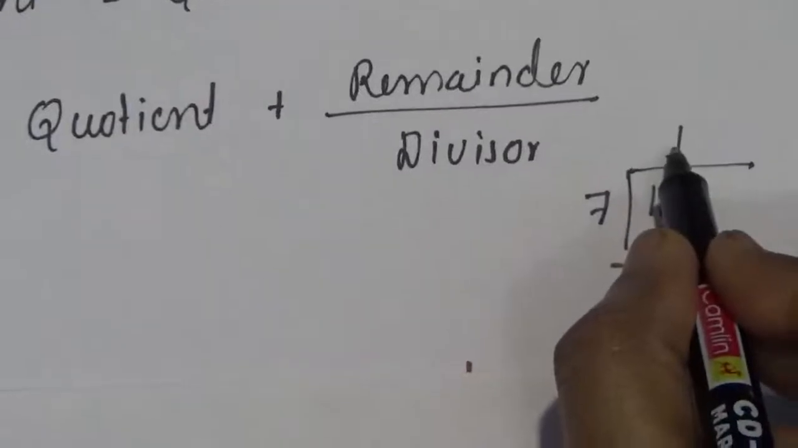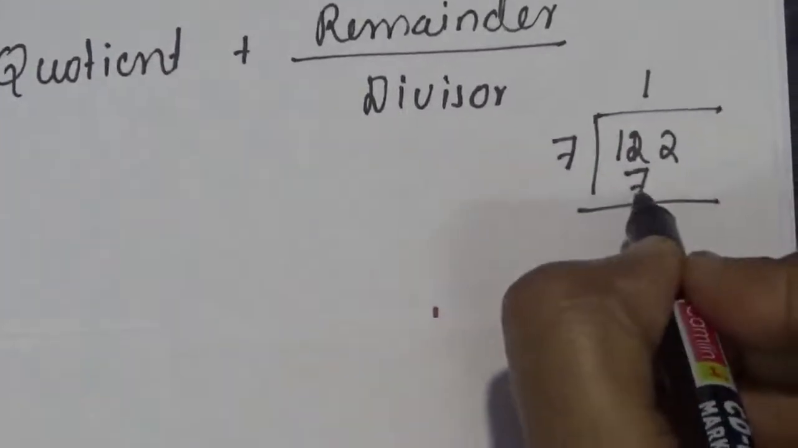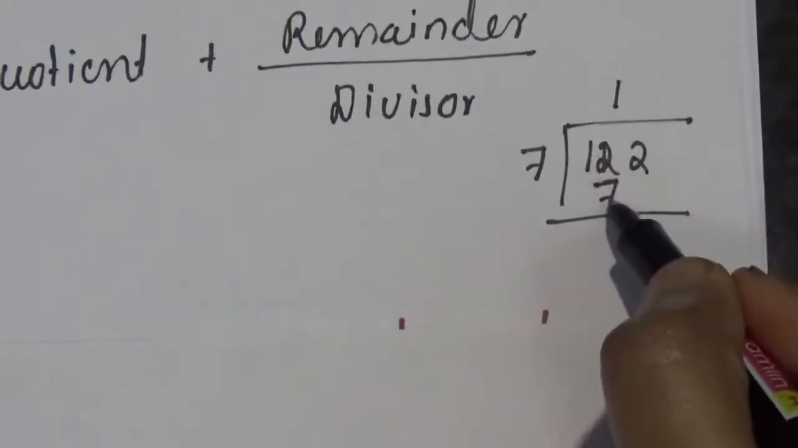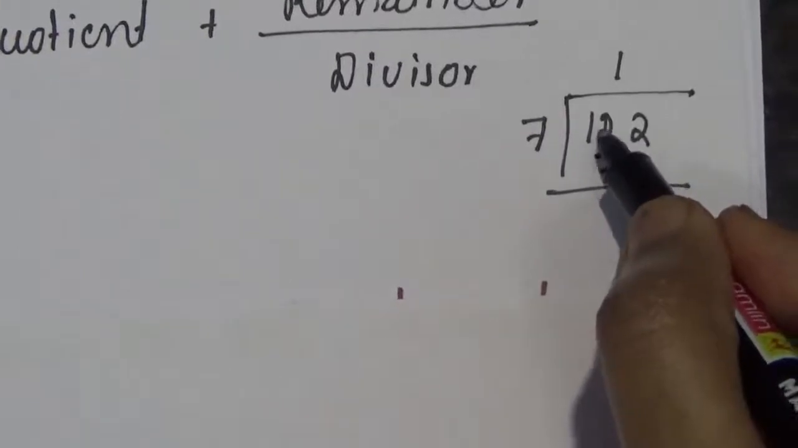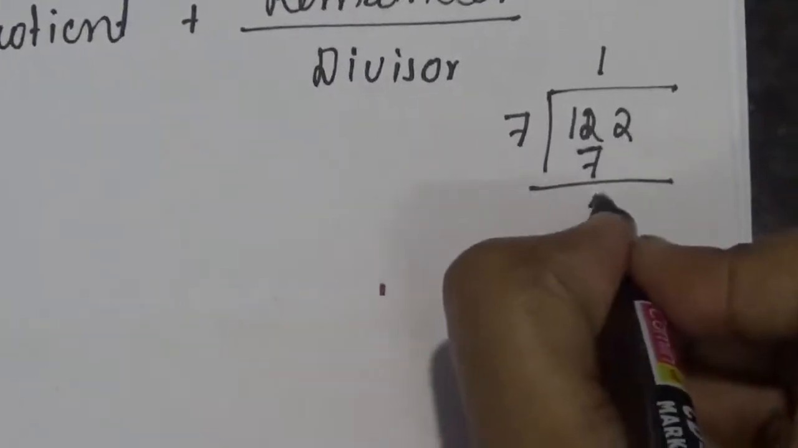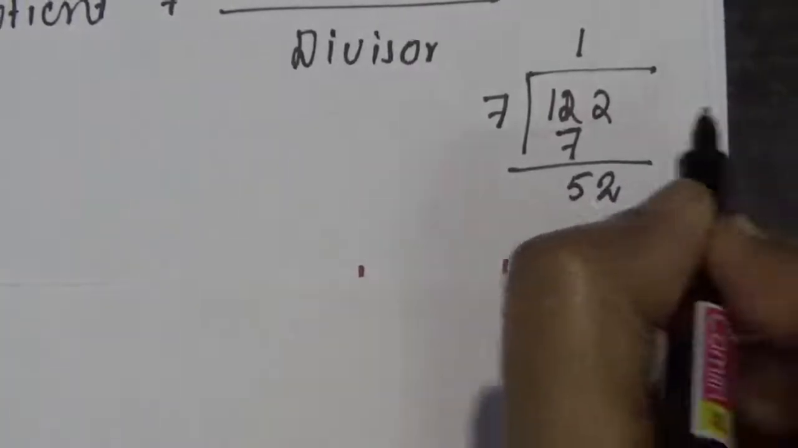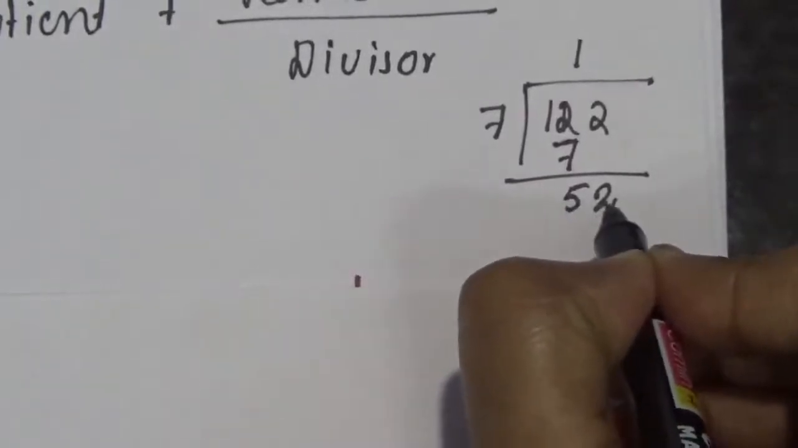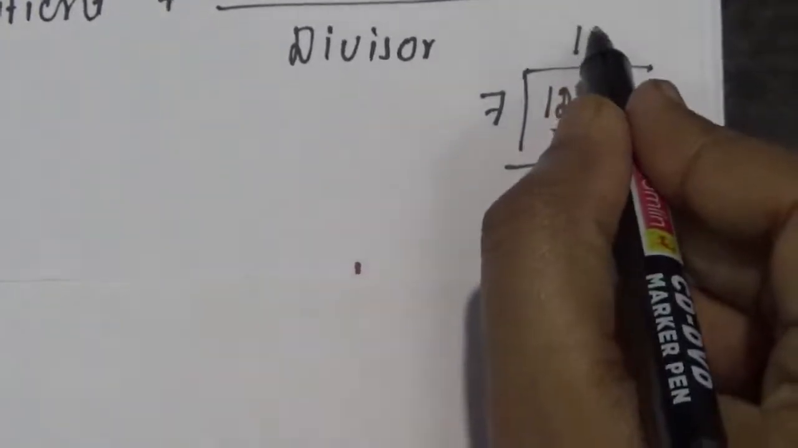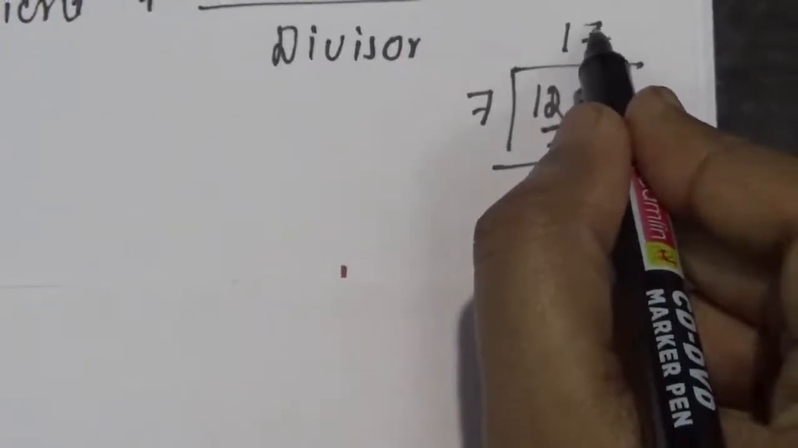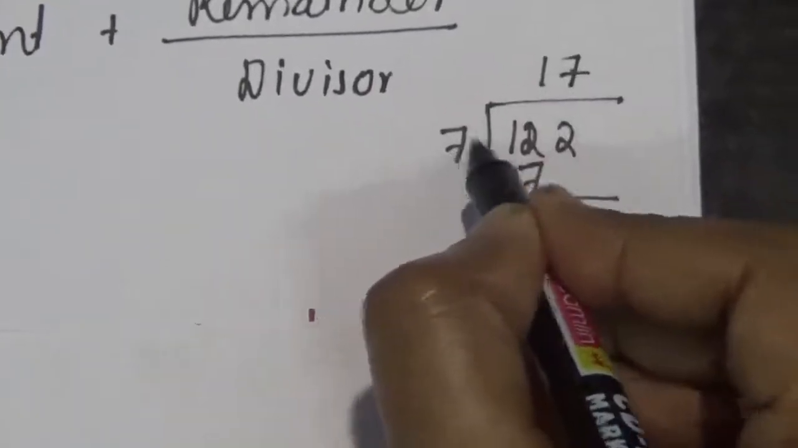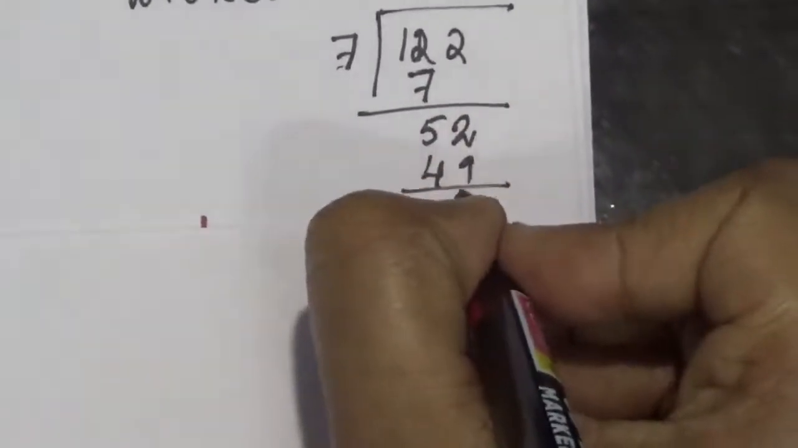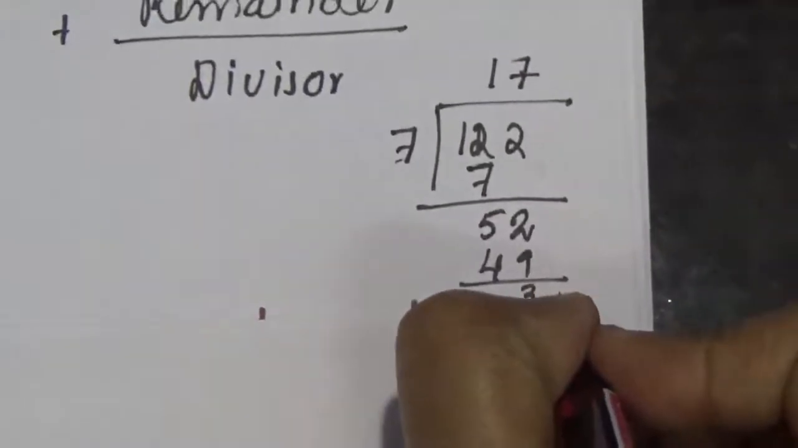So we write 1 in the quotient. 1 7s are 7. Next we take the difference of the numbers 12 and 7, that is, we subtract 7 from 12. So 12 minus 7 is 5. So we get 52. Now find the multiple of 7 which is closest to 52 and less than 52. That number is 49, because 7 7s are 49. Now 52 minus 49 is 3. So we can stop here.